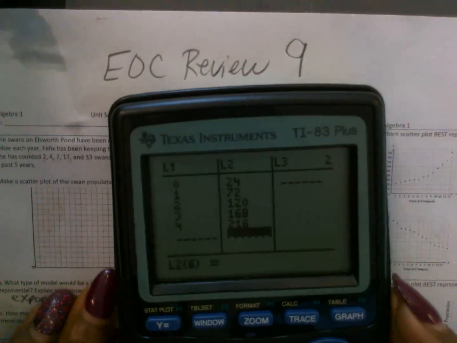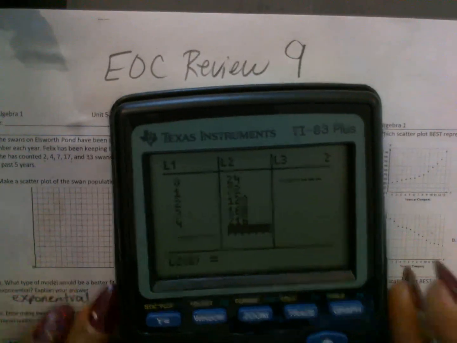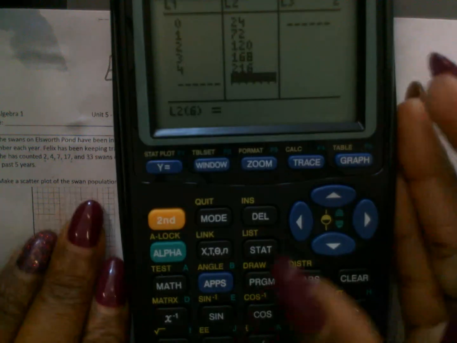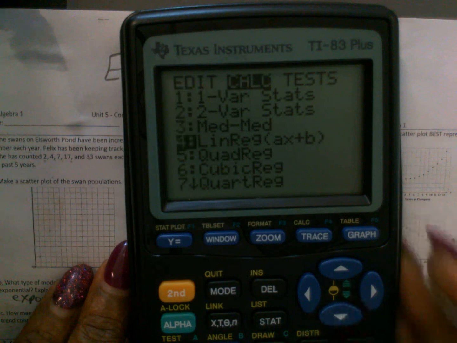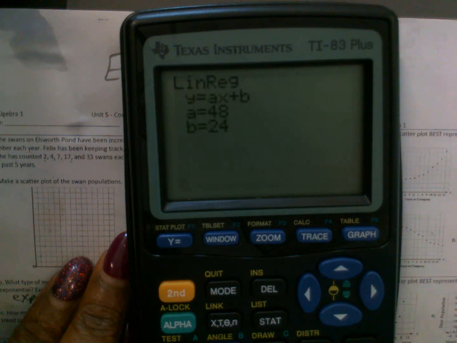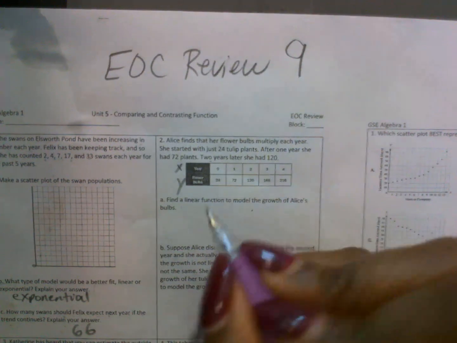Okay, that's how it goes. All right, so now we're going to go. Parker, you go to stat. Oh, I got it. Oh, you got it. Okay, calc and then lean reg. Okay, and so this is what you get for your linear equation.